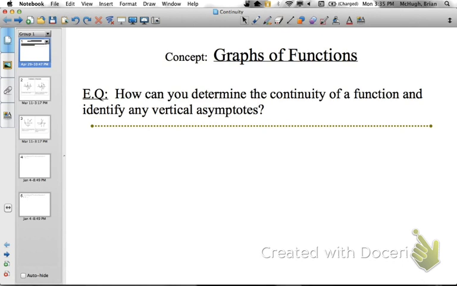Today's essential question is, how can you determine the continuity of a function and identify any vertical asymptotes? This video is going to deal specifically with continuity, and in another video I'll deal with the idea of a vertical asymptote.